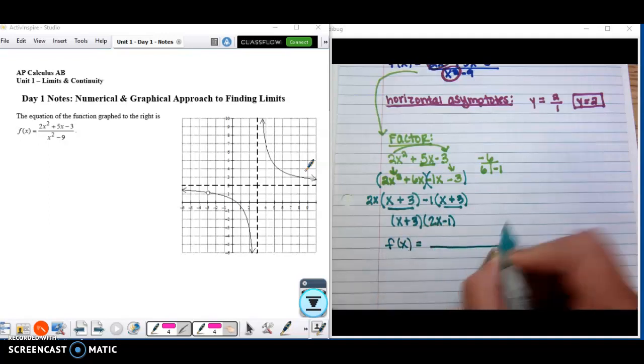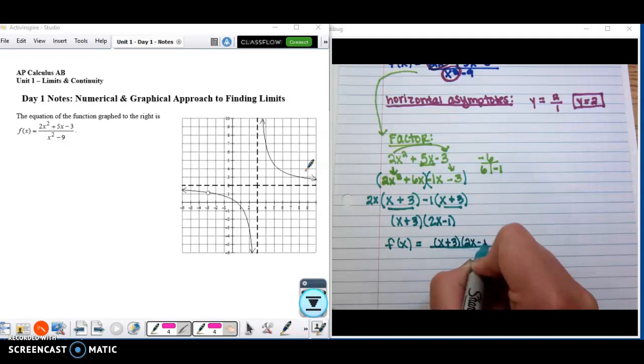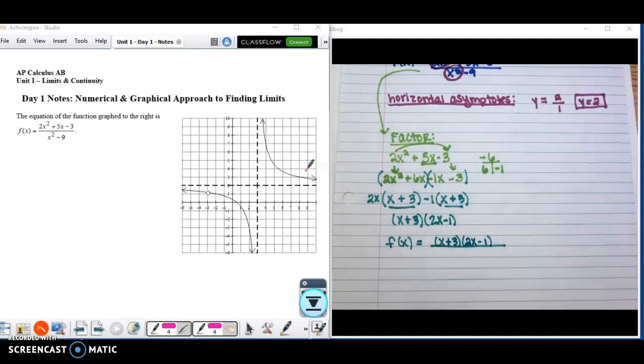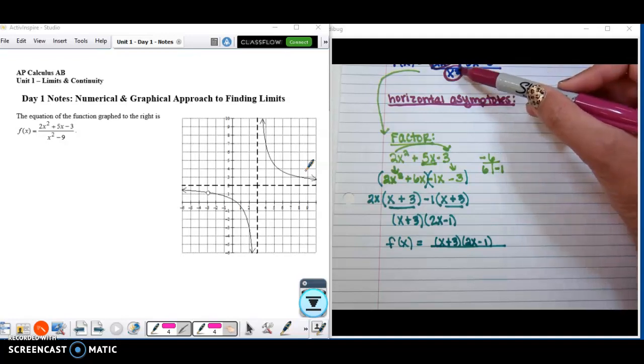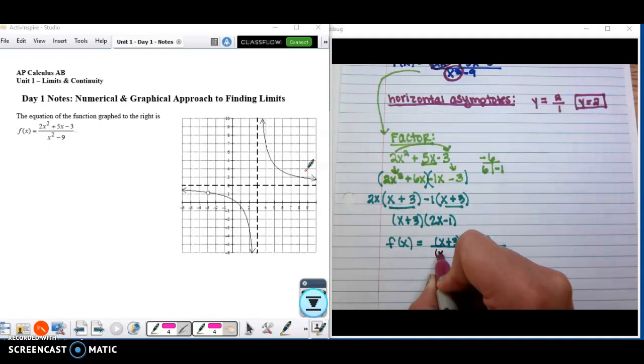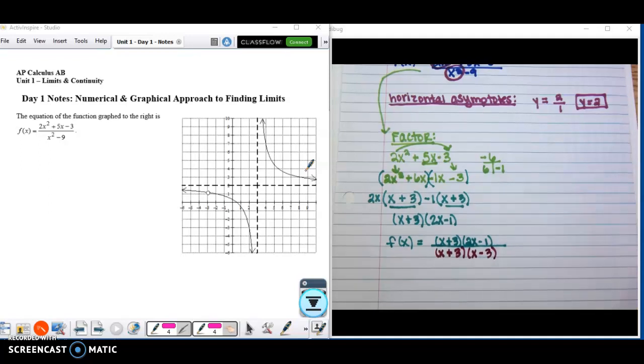And my numerator is now factored into x plus 3 times 2x minus 1. Okay, the denominator factoring. So remember the denominator says up here x squared minus 9. So we can just use difference of squares. So the square root of x squared is just x, and the square root of 9 is 3. So you're going to have one factor that's x plus 3, and one factor that's x minus 3. So that's difference of squares.